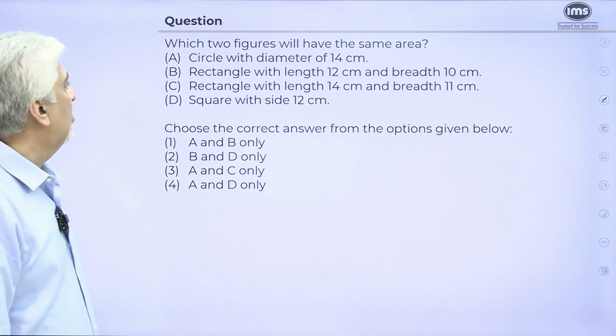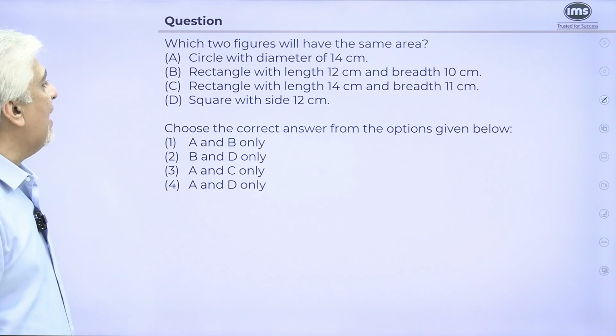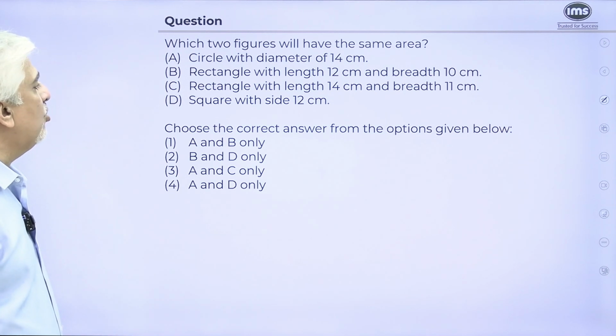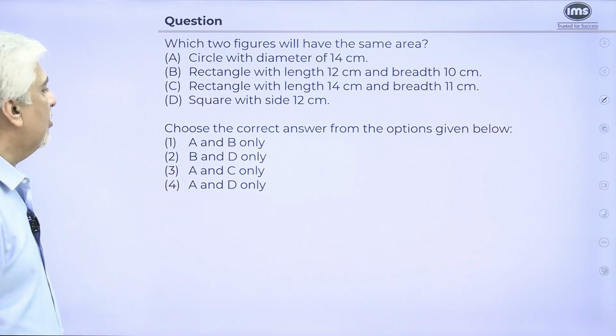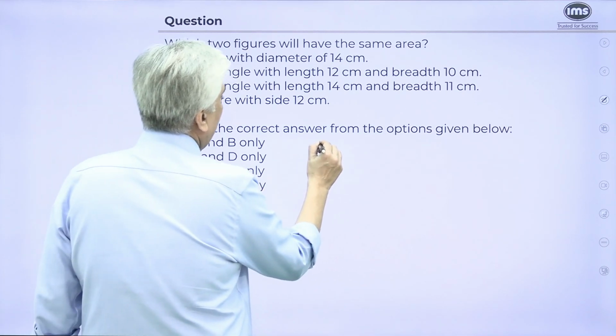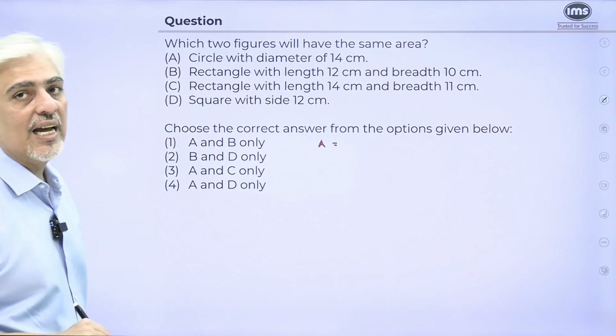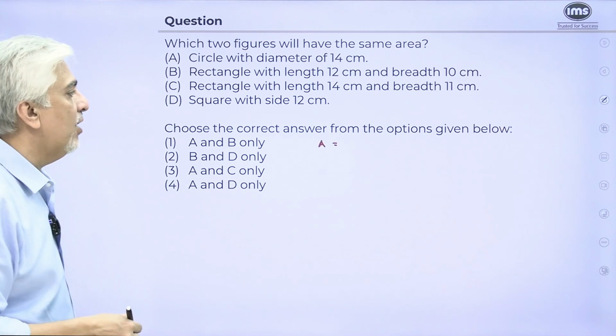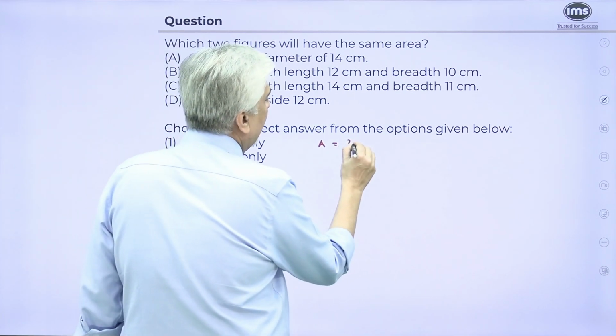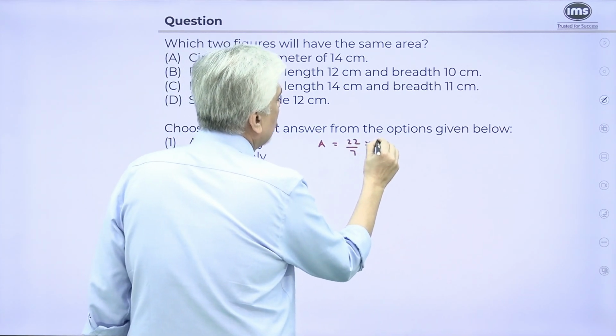Let's have a look at the next question. Which two figures will have the same area? So you have A, B, C, D. You just have to find all four areas and then compare. A is a circle with diameter 14, so the radius is 7. What is the area of a circle? Pi r square.